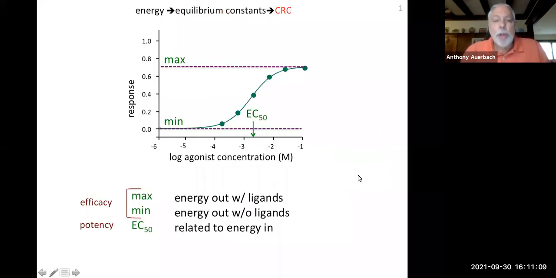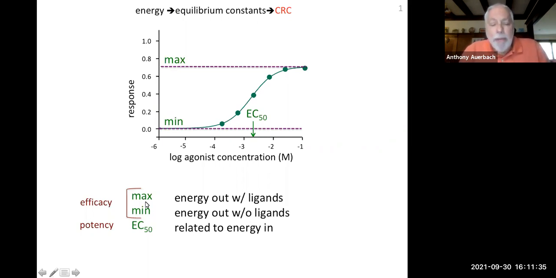Let's get back to a dose response curve. So we've gone from energy to equilibrium constants. Let's get back to our dose response curve. For our purposes, there's only three things you need to know about a dose response curve: the minimum value, the maximum value, and the midpoint on the x-axis, which is called EC50. So the difference between the minimum and the maximum is called efficacy, but since the minimum is the same, that's the zero concentration asymptote, that's the same for all ligands.